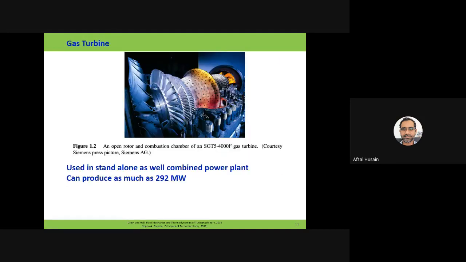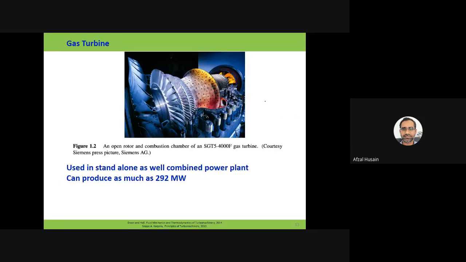And then we have the gas turbines. Its structure is also very complicated. So the gas turbines can be very small to very large. For some places where we need a small power production, we can have a small unit, and when we need large power, we can have a large unit.